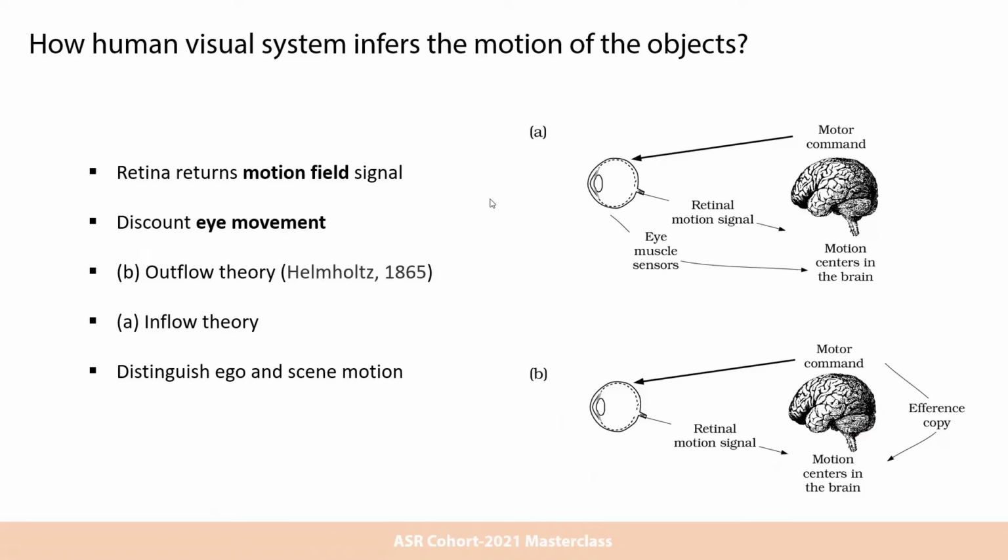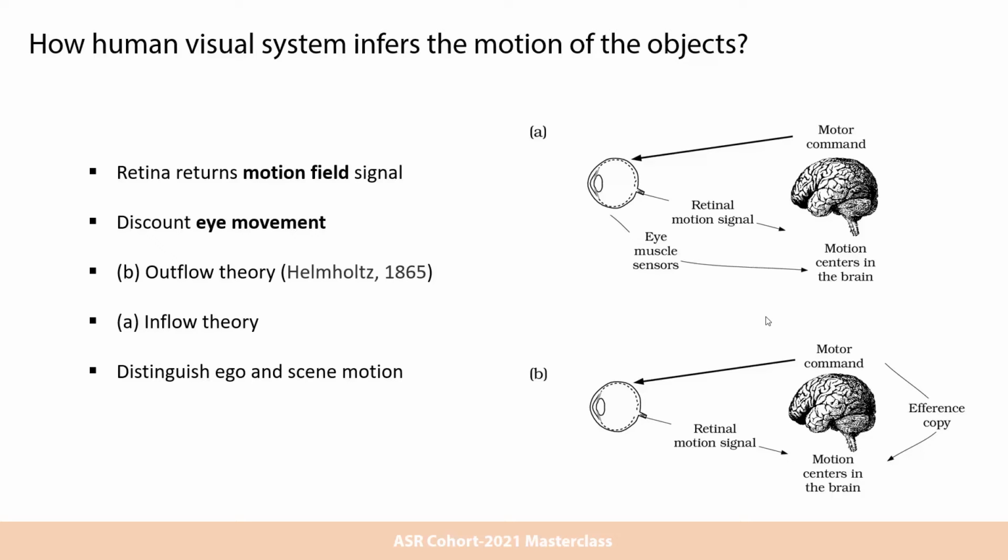There are two theories about how our brain gets the eye movement signal. Figure B is a flowchart of one of these theories, called the outflow theory, which was proposed by Helmholtz, a very famous psychologist in the 19th century. The theory says the eye movement signal can be an inferred copy of the motor command that controls the movement of the eyes. Another theory is called the inflow theory. Different from the outflow theory, it says that the eye movement signal comes from the eye muscle sensors.